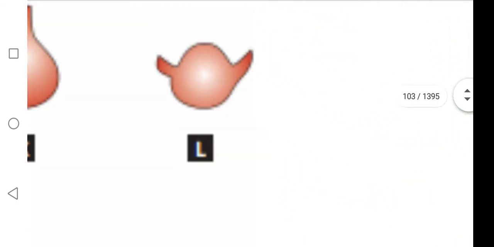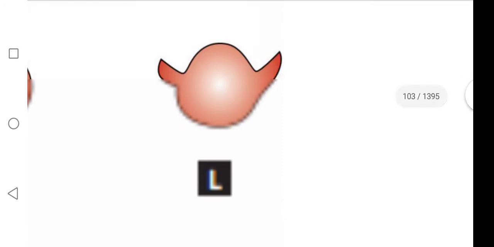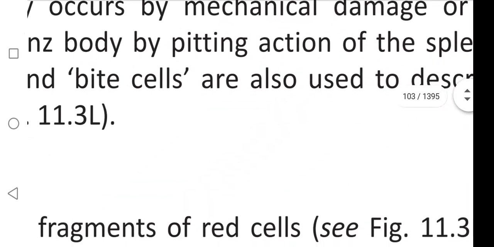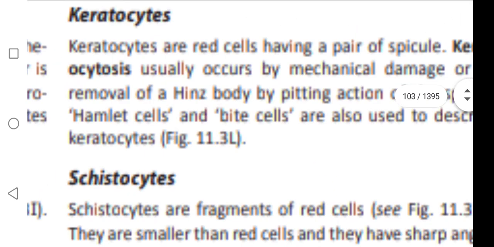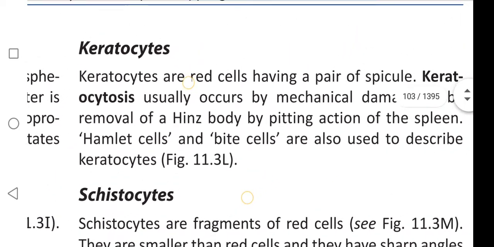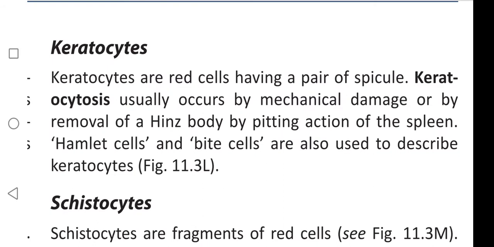This is the keratocyte. We may observe here two spicules. Hinged body is removed in keratocytes. Once again, keratocytes are red cells having a pair of spicules. Keratocytosis usually occurs by mechanical damage or by removal of hinged body by pitting action of the spleen. Helmet cells and bite cells are also used to describe keratocytes.